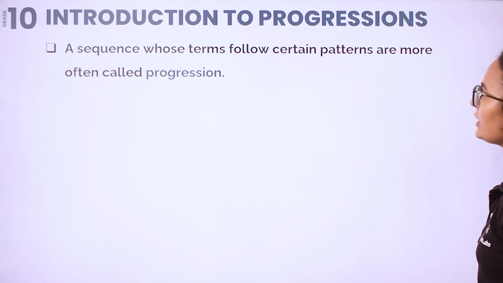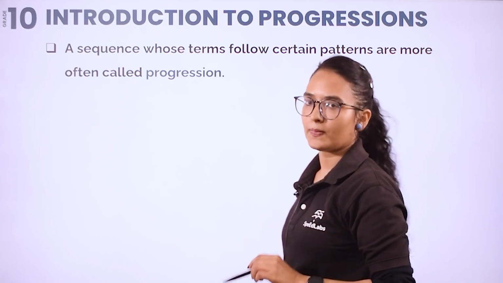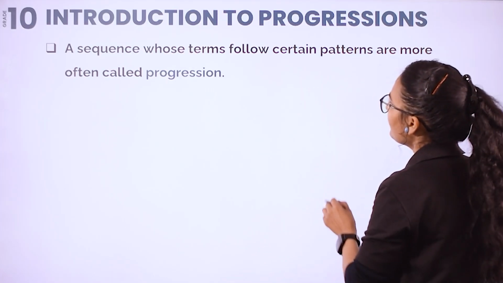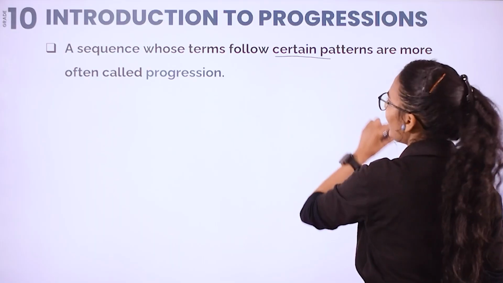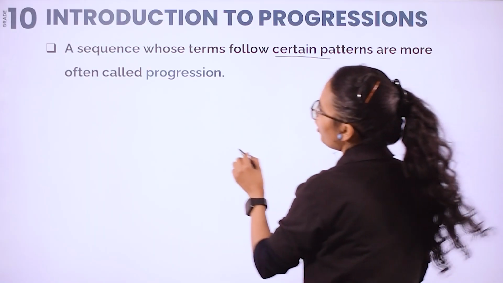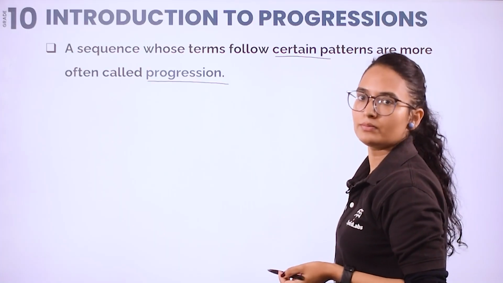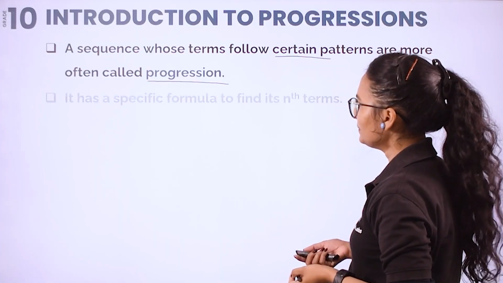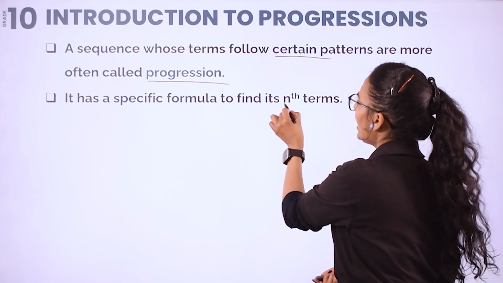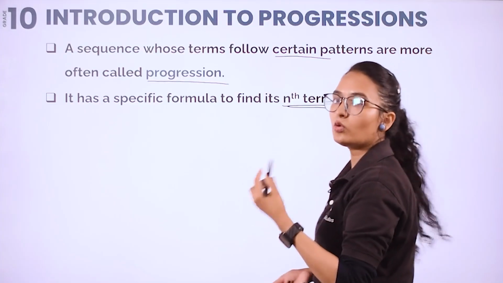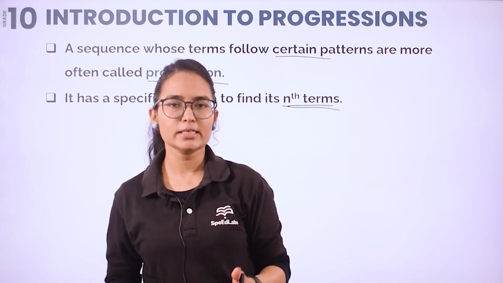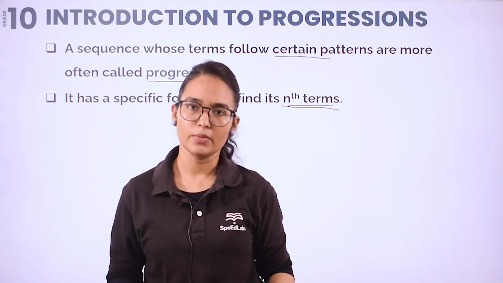Alright. Now what is the progression here? The sequence whose terms follow certain patterns is more often called a progression. Okay, now what is that pattern? Let us see here. It has a specific formula to find the nth term. I already told you that in these kinds of sequences, we can always find the next term, right?